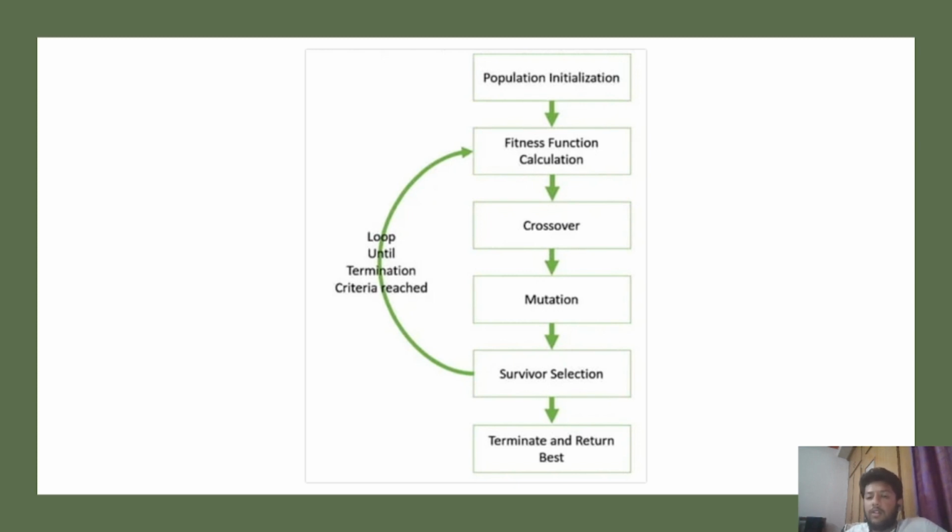due to external factors, and these mutations are performed basically based on the adaptability of that particular species or whatever gene it needs to perform. And the survivor selection is basically based on Darwin's principle of survival, natural selection, and then we terminate it and return the best population. So this loop is iterated multiple times until the termination criteria is reached.